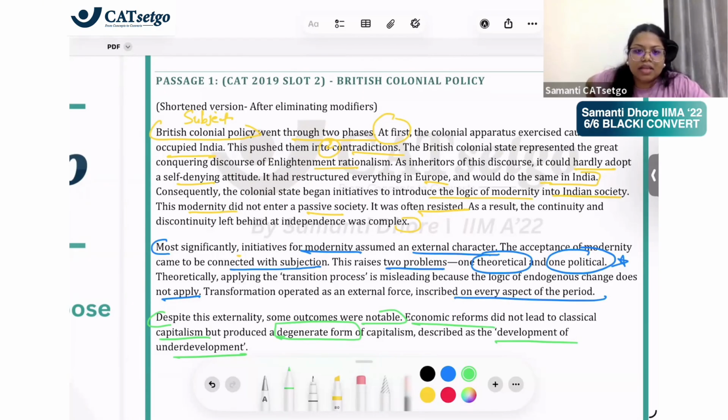What is the author saying? The author is saying that there were two phases. The first phase was this, the second phase was this. They tried to do this in India, but then they faced some resistance. Is this facts or is this opinions? Tell me, Amrita, you also tell. Are these facts or opinions?